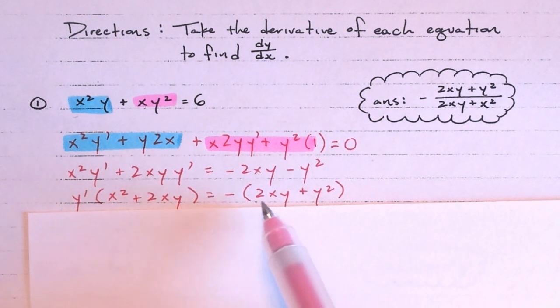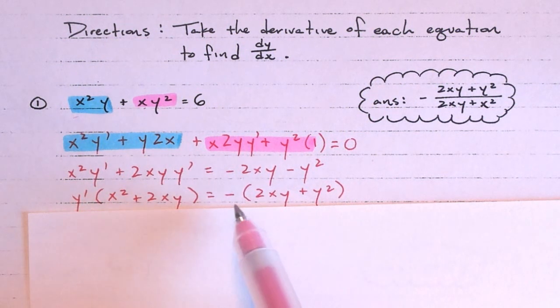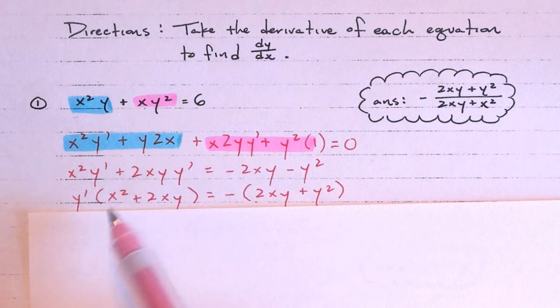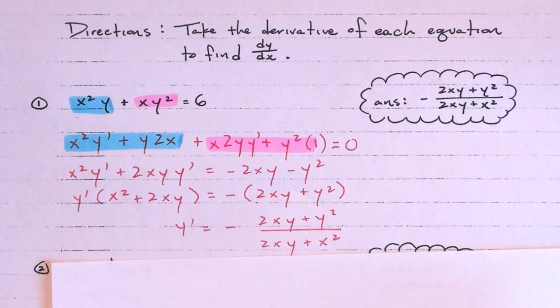So I factored out the negative, right? So I factored out the y prime and I factored out the negative. And then what do you do to solve for y prime? You just divide. So you divide, you get your final answer. It looks just like that.